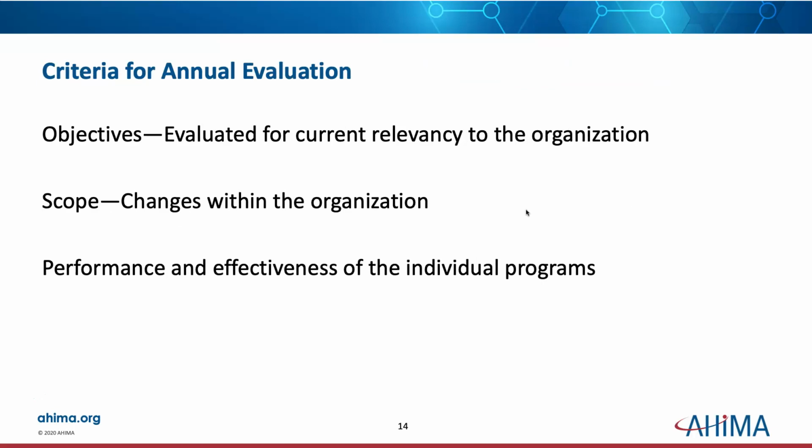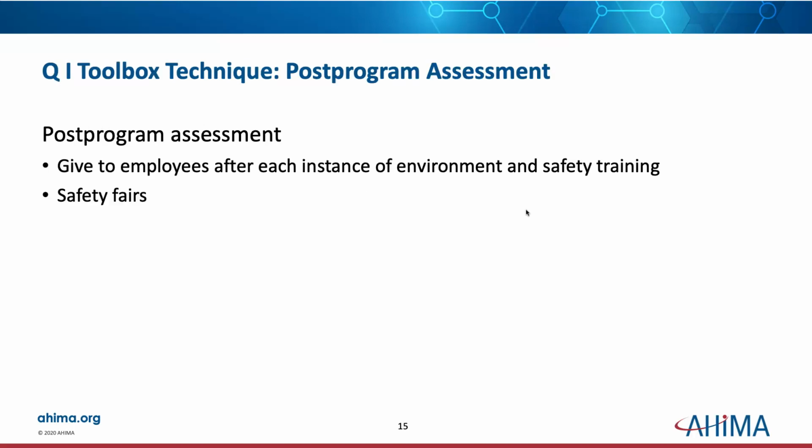Annual evaluation, you look at objectives, you look at scope, and then performance and effectiveness of the individual programs, because things do change within the organization and you want to make sure that everything stays relevant. So for instance, in 2020, people may not have had a COVID pandemic or an infectious disease pandemic or a viral disease pandemic as part of their plan. But now you can be sure moving into 2021 they do, because that was a huge change that happened. What happens when you can't have patients come into the hospital and you still need to provide care?